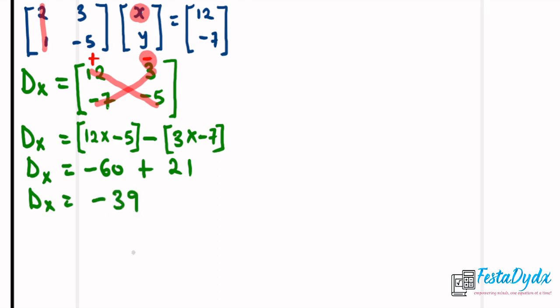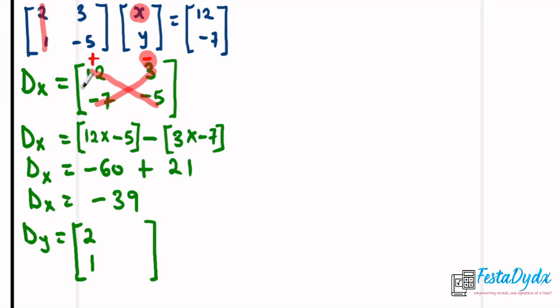Minus 39. So now that we've gotten the determinant of the coefficient of x, let's look for the determinant of the coefficient of y. So now let's have it. Our matrix becomes, we're going to keep the coefficient of x. The coefficient of x from what we have here is 2 and 1. We're going to write it, so we'll have 2 and 1. Remember, we are working with a determinant.